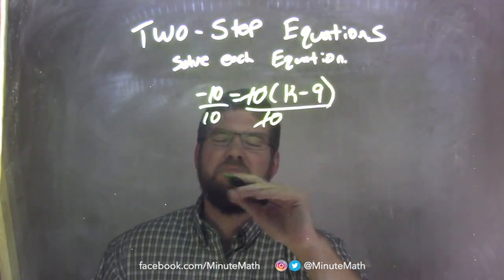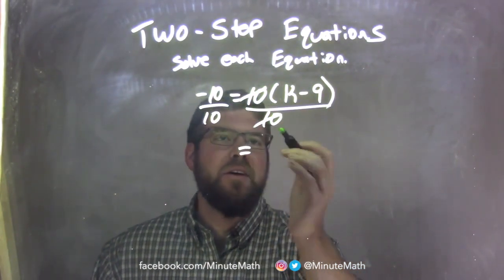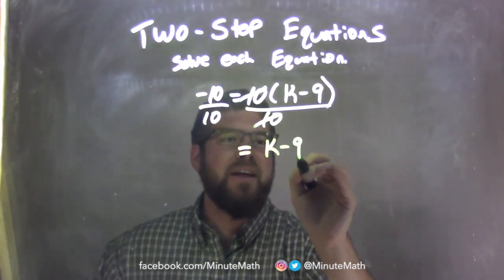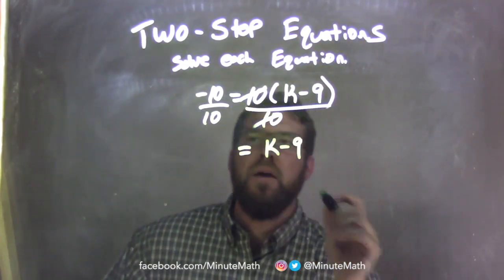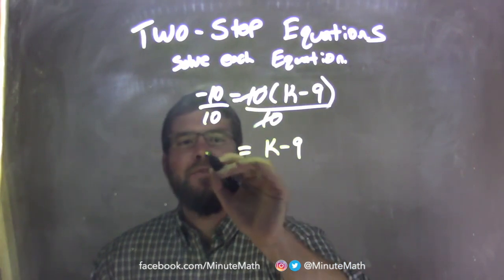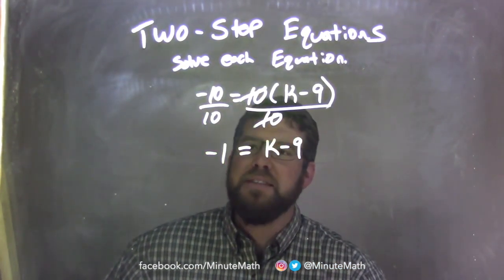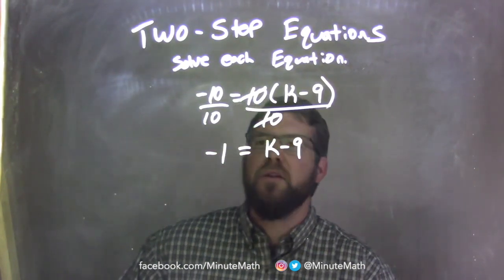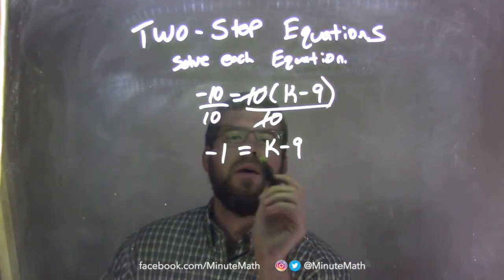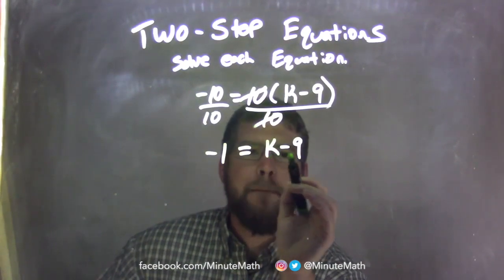And 1 times anything is anything, right? So I'm just going to leave that out, and I'm left with k minus 9, and I don't need the parentheses anymore. Well, negative 10 divided by positive 10 is just negative 1. Negative divided by positive is a negative, and 10 divided by 10 is 1. So now I have negative 1 equals k minus 9.